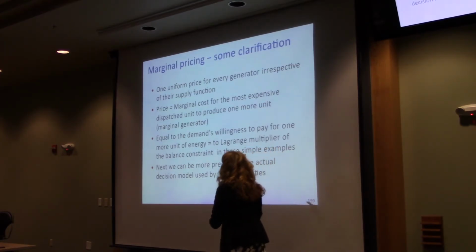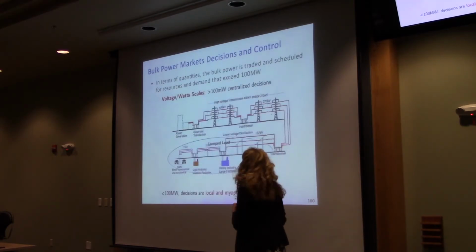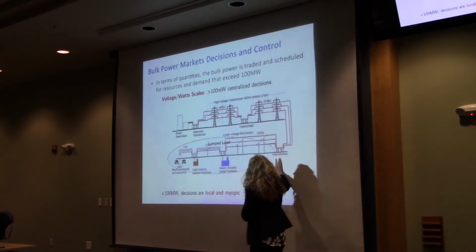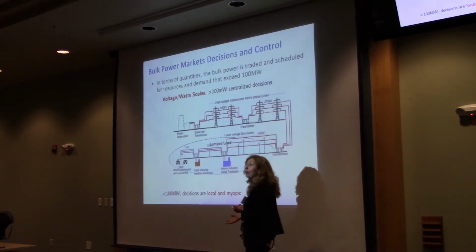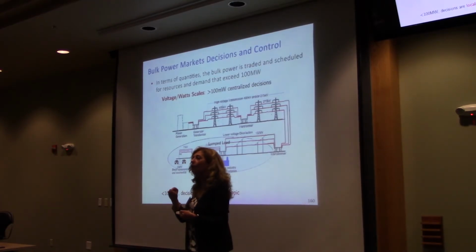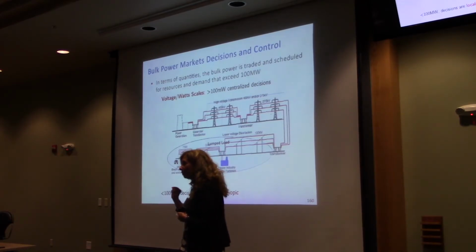So next we are going to be more precise on what they do, because obviously I showed you this AC and DC power flow, and here they are gone. I'm only looking at the balance constraint. So now we are talking about the bulk power market. That means that we are at one of these injection points. That means that we are scheduling hundreds of megawatts, right? We are not worrying about the amount of power that goes in your house, even though we are talking about pricing each individual house.